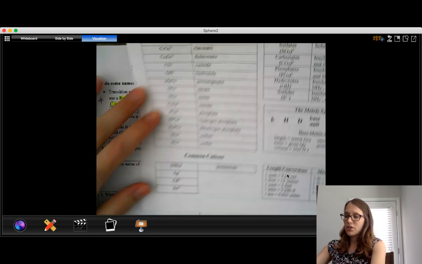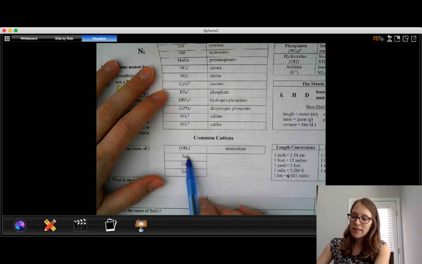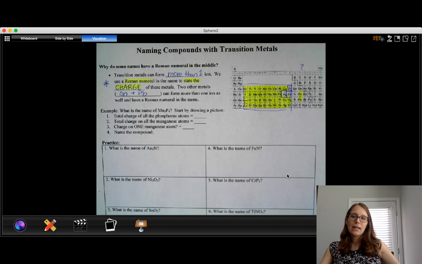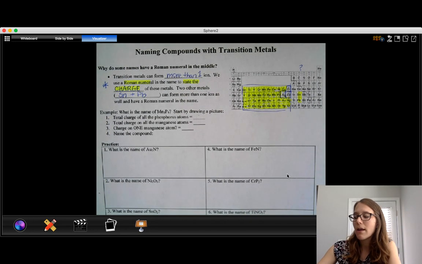And they're actually just on your reference sheet in common cations. Silver always makes a +1. Cadmium and zinc always make a +2. So those are actually listed on your reference sheet. Those are the only charges those 3 elements make. And so technically those 3 elements actually don't need Roman numerals in their name, even though they're transition metals, because they only make one charge, not more than one.